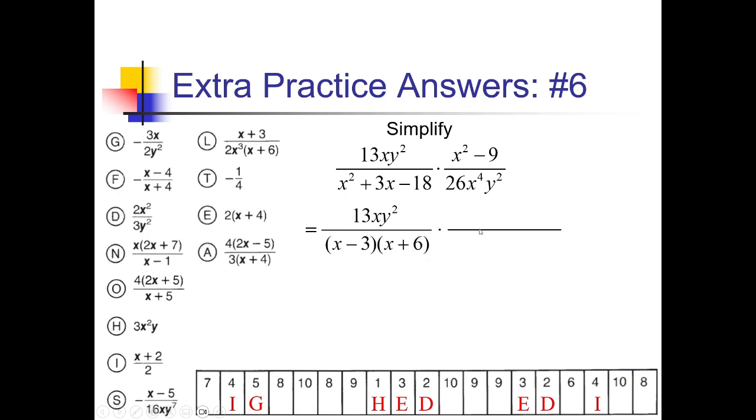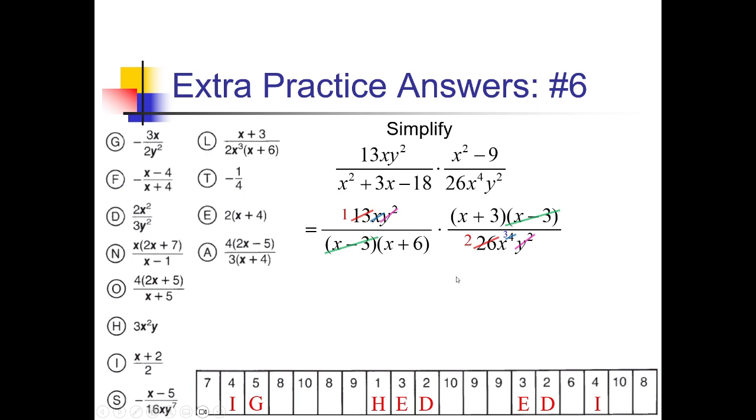And then moving on to the next fraction, this x squared minus 9, I can split that up with square rooting. So x plus 3, x minus 3. And then that 26 and everything else is the same down there. So let me go ahead and start reducing. 13 and 26, I can reduce that to 1 and 2. X and x to the fourth, that reduces to give me an x cubed downstairs. Y squared and y squared both cancel out completely. And then let's see, down here we have an x minus 3. That's going to cancel this x minus 3 out. And it looks like that's everything I can cross off.